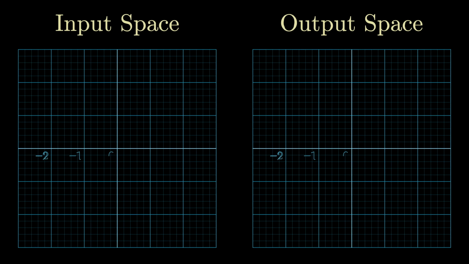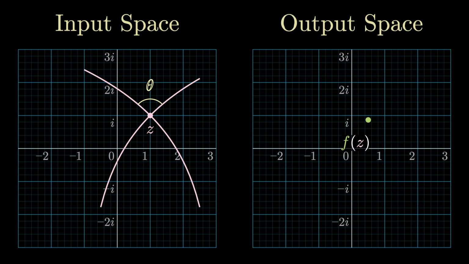You may have also heard of holomorphic functions to be angle-preserving. Let's consider two lines that intersect at a point C and an angle theta. What angle preserving means is that if I were to pass these two lines through a function f of z, the angle phi formed by these lines is equal to theta, as long as f is differentiable at z.